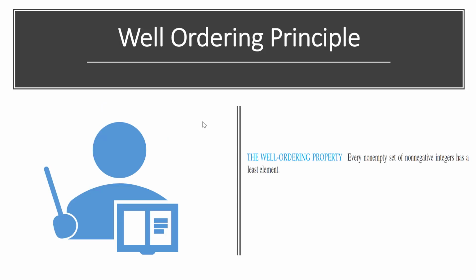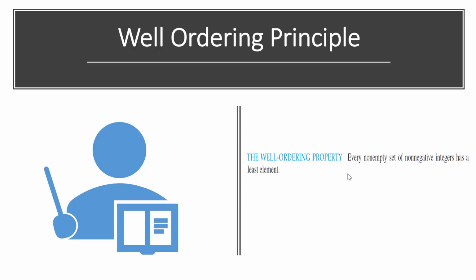First we're going to talk about something called the well-ordering property, which says every non-empty set of non-negative integers has a least element. Do we believe that? Intuitively, it sounds reasonable, but notice how tight it is. It requires a non-empty set. It is false for the empty set, which has no smallest element because it has no elements at all.